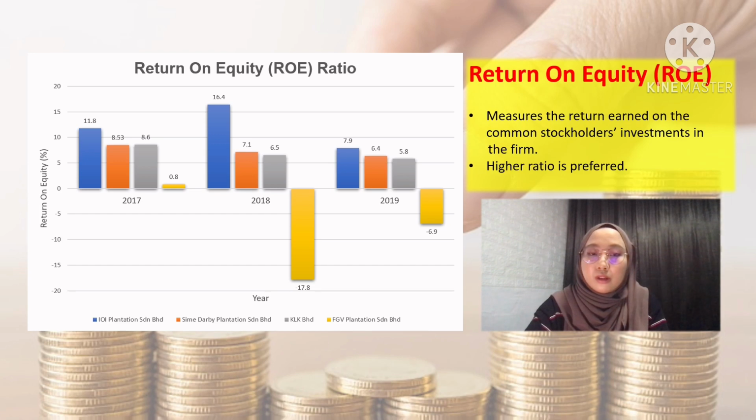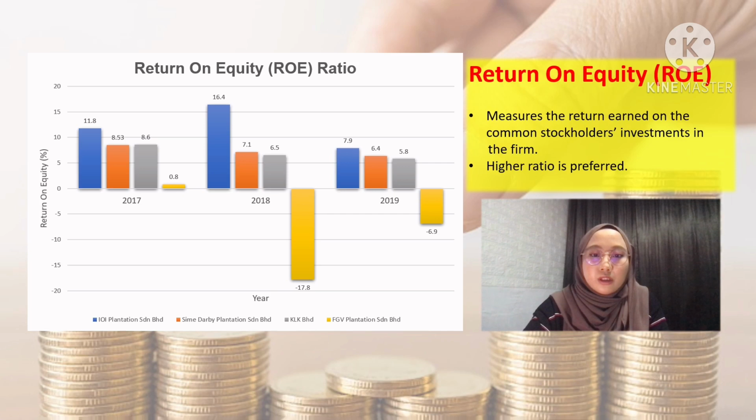In year 2019, the ROE for IOI Plantation plummeted to half of its original value as compared to previous years. Sime Darby Plantation and KLK Berhad also have decreased ROE. Meanwhile, FGV Plantation was able to increase its ROE value. Nonetheless, the ROE value is still negative.